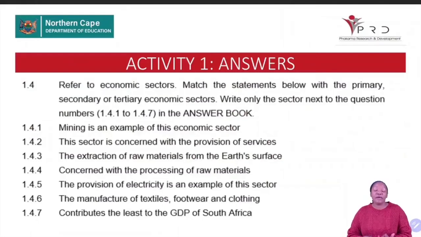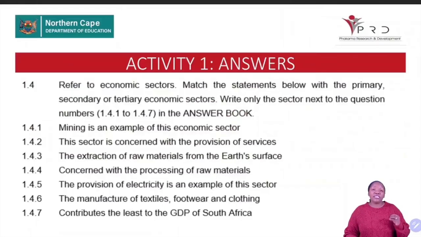We said in the primary sector, there are 4 examples, which is the mining, the farming, the forestry, and fishing. So I always say 3 F's and M. Then you know M stands for mining. Then the 3 F's, it's the farming, the forestry, and the fishing. So now we're given an example of a mining. So therefore, the correct answer there is primary. So I hope we all got it correct.